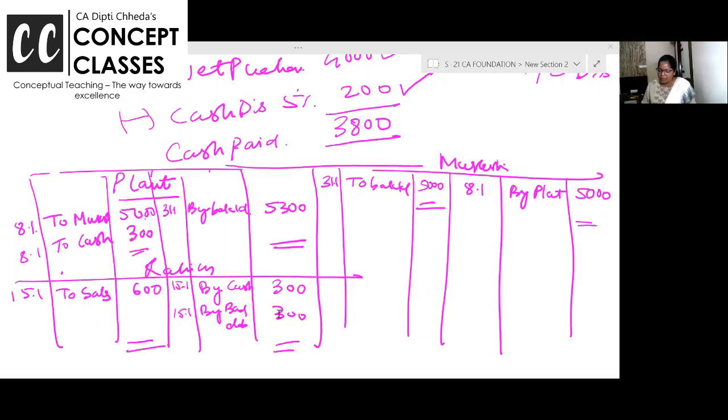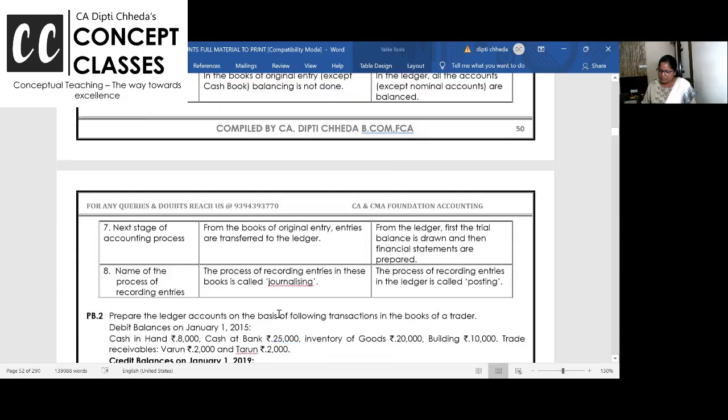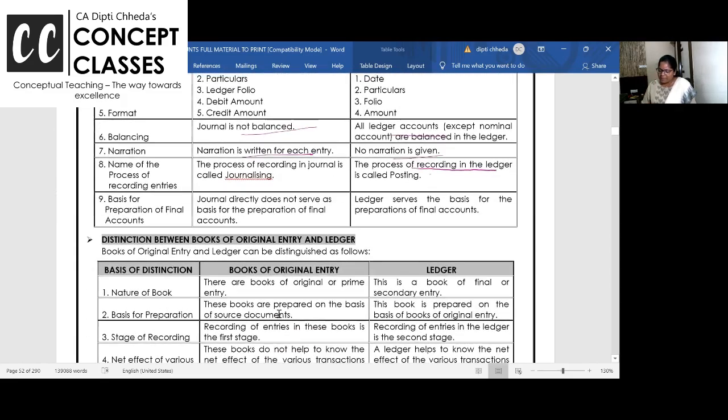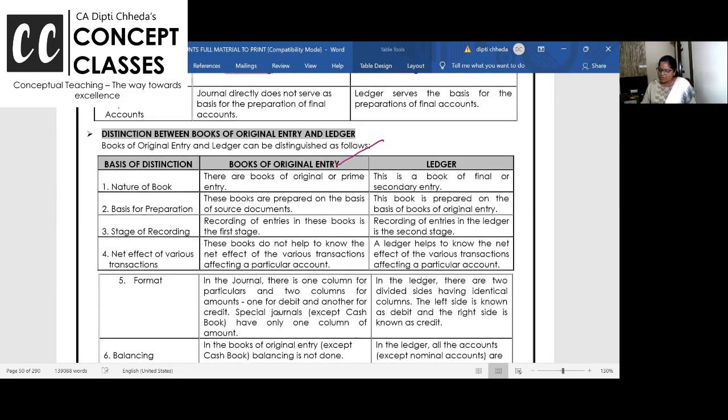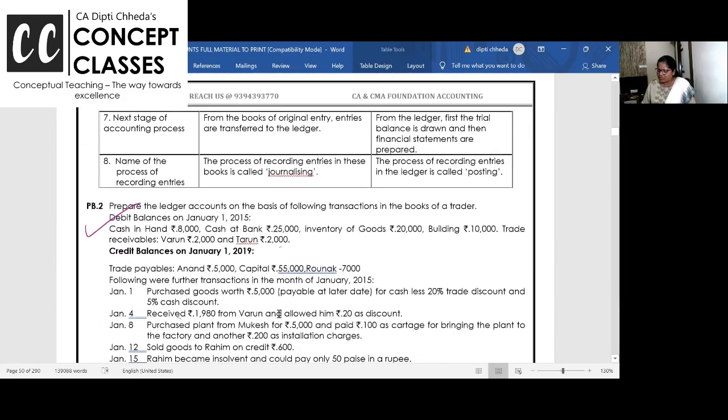These are simple topics you can read at home. What I am explaining is clear? So like this, just read also the original book of entry. That is again journal and this is ledger. So in another way, it's the same question only.